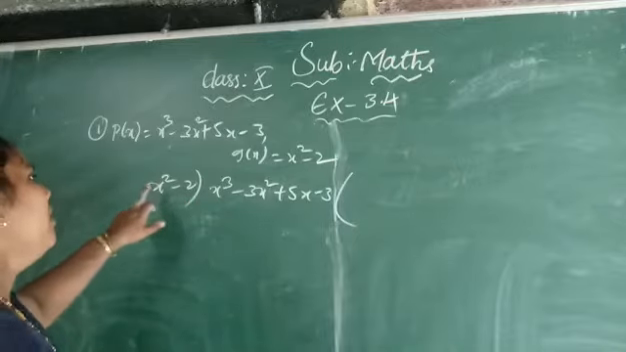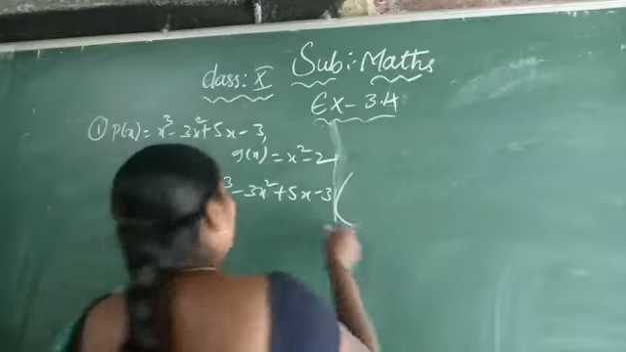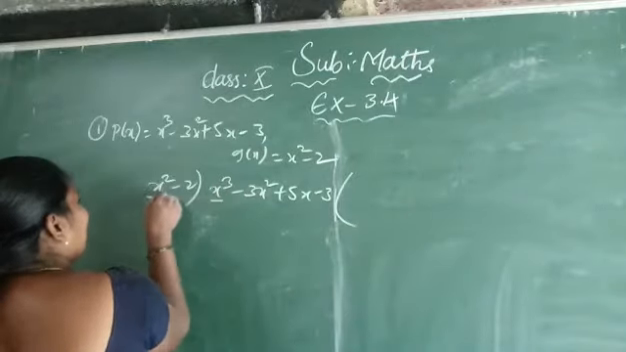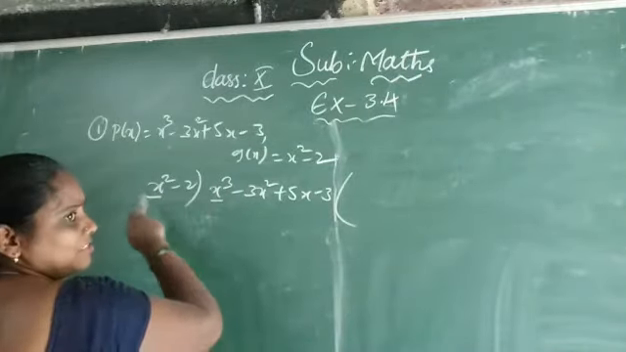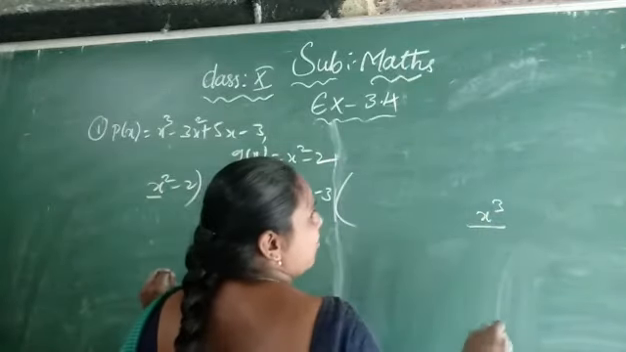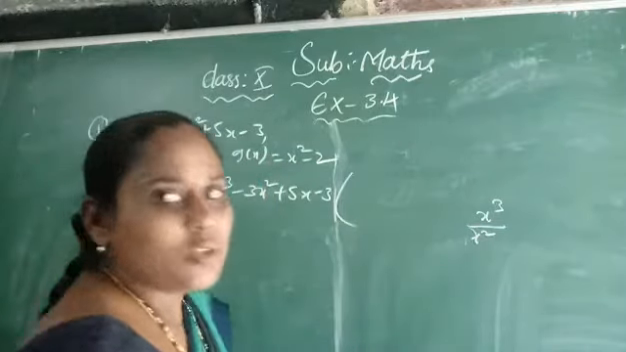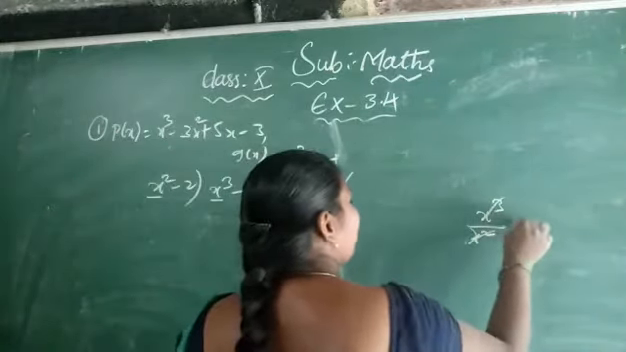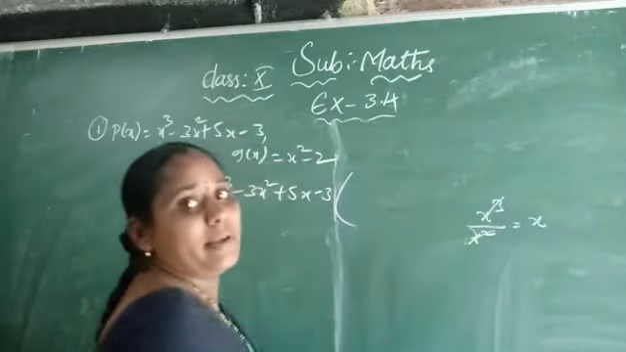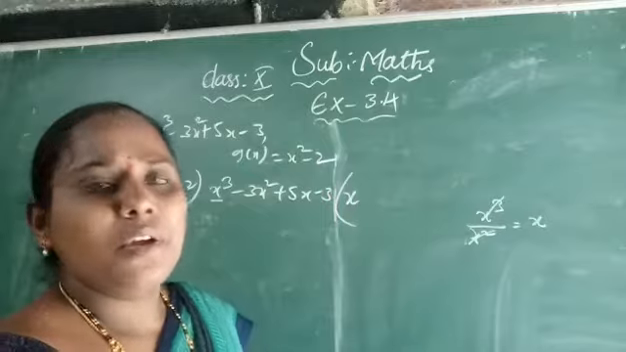So how much is needed for x square to become x cube? If you don't know, you do it like this. Check the first term of P of x and the first term of G of x. So x cube is the first term of P of x, x square is the first term of G of x. So dividing, x square cancels both sides and x remains. That becomes the quotient.